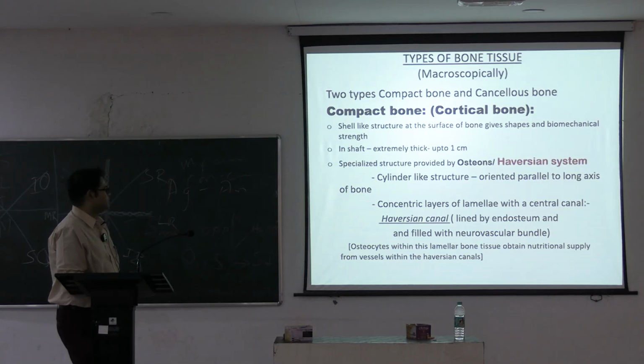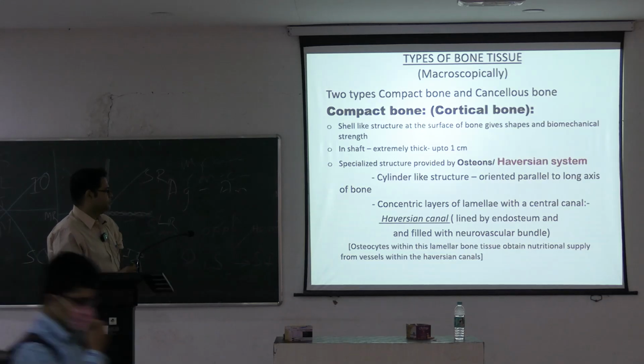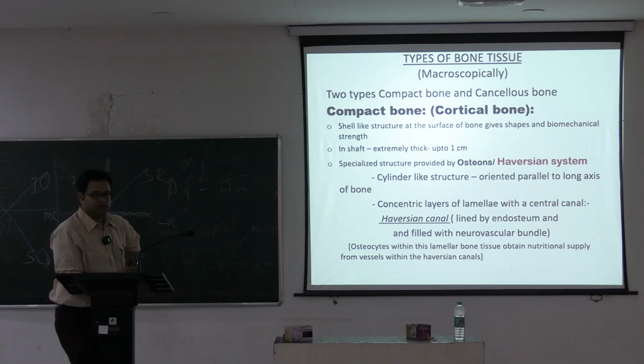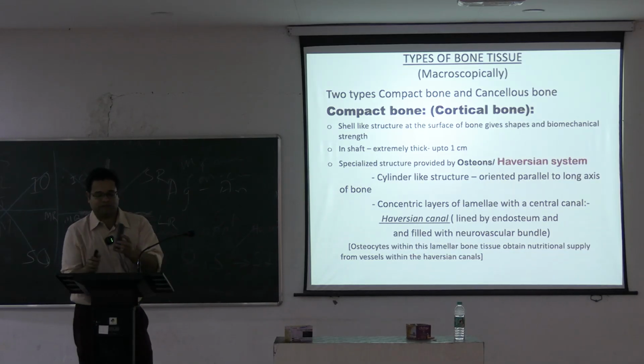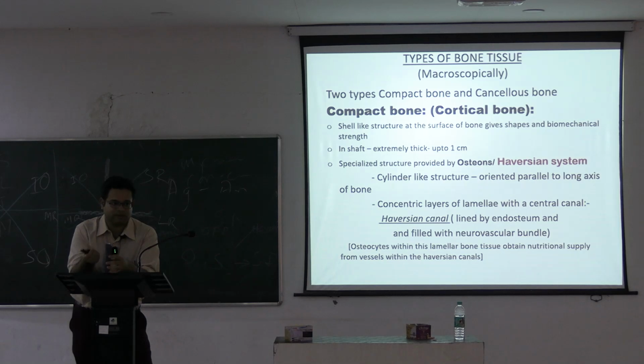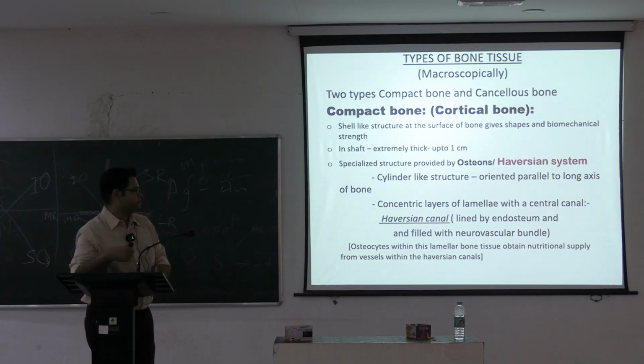Now, the specialized structure is provided by osteons of the Haversian system. You have studied in histology the microscopic parts of an osteon, the Haversian system, the Volkmann's canals. The Haversian system is a cylindrical structure oriented parallel to the long axis of the bone. What does that mean? Suppose this is the femur; this is the long axis of the femur. The Haversian system is a canal oriented parallel to the long axis, so it basically grows proximally to distally.